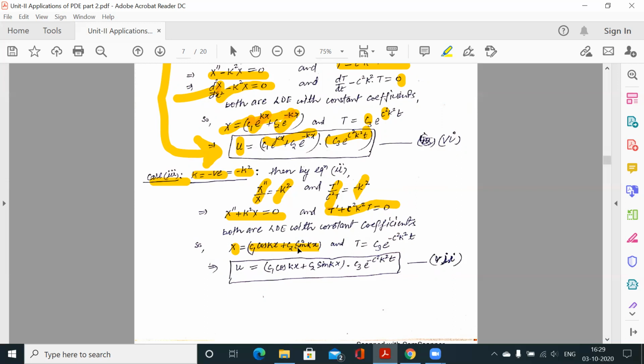So cos kx plus c2 sin kx. This is the complex root case. So this is the solution. Pi is 0 again. Here the auxiliary equation is m plus c square k square is equal to 0.